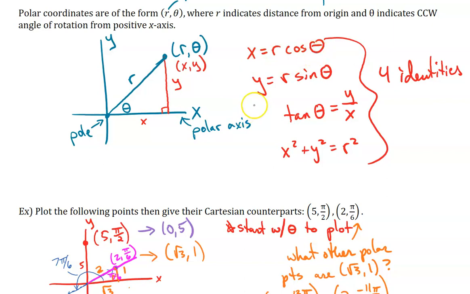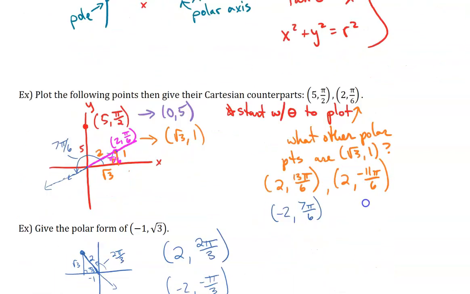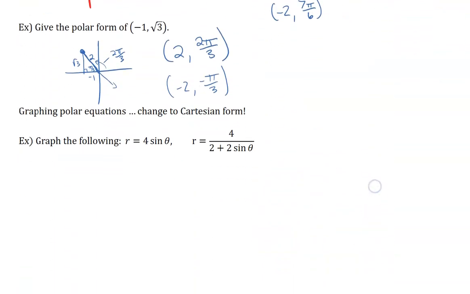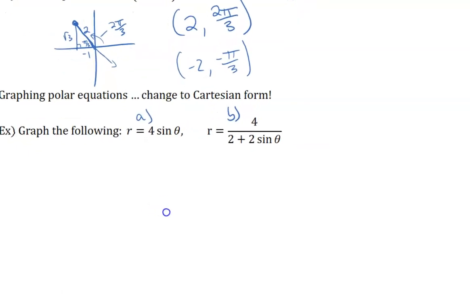Just a refresher, we are using these four identities: x equals r cosine theta, y equals r sine theta, tangent theta is y over x, and x squared plus y squared equals r squared. We want to do some kind of rearranging so that we can get each of these to use one of those forms. In other words, try to get an x or a y form out of these. I'm going to call this one part A and this one part B, so I can label my work here.